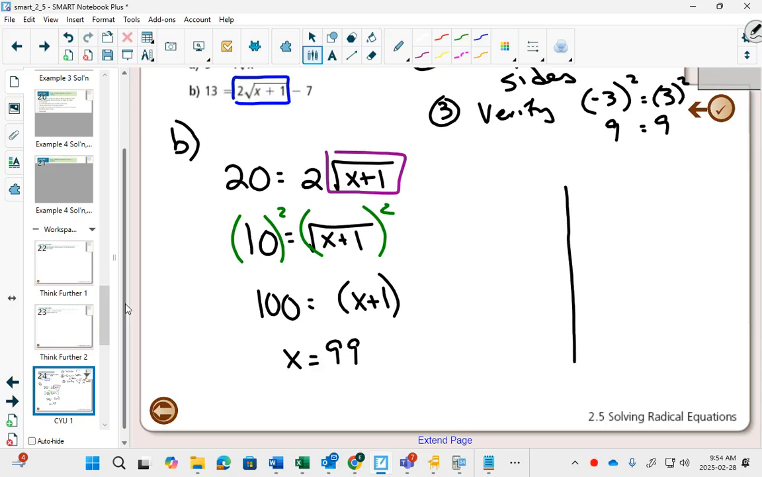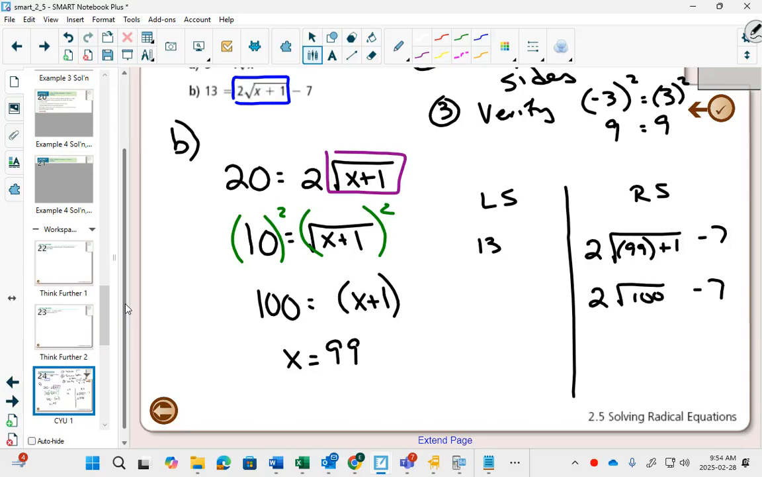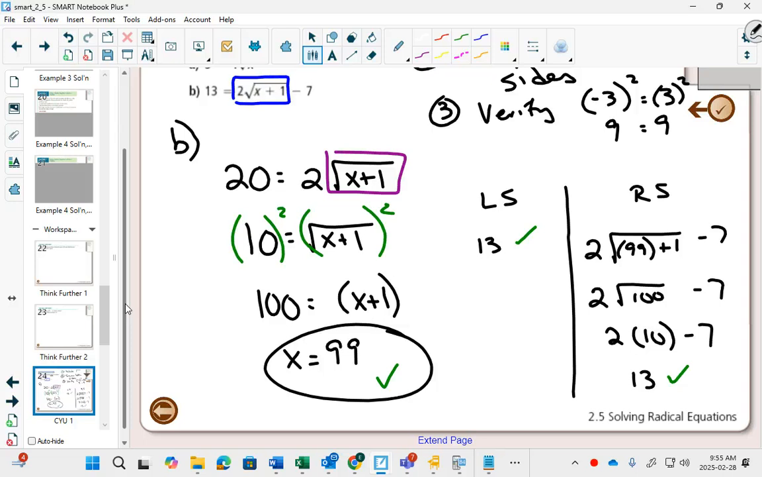How do we verify? We draw a line. We set up our left side and our right side. We go to our original equation. The left side was 13. The right side was 2 square root of, and we plug in our 99, plus 1, minus 7, and we check, are they identical? So this will be 2 times the square root of 100, minus 7, this is 2 times 10, minus 7 is 13. So we know that our answer of x equals 99 is correct.